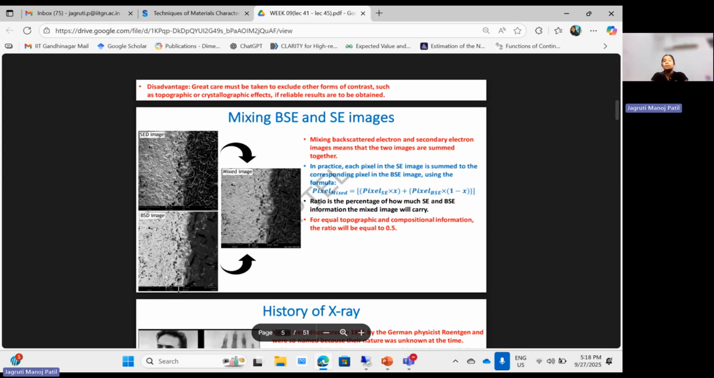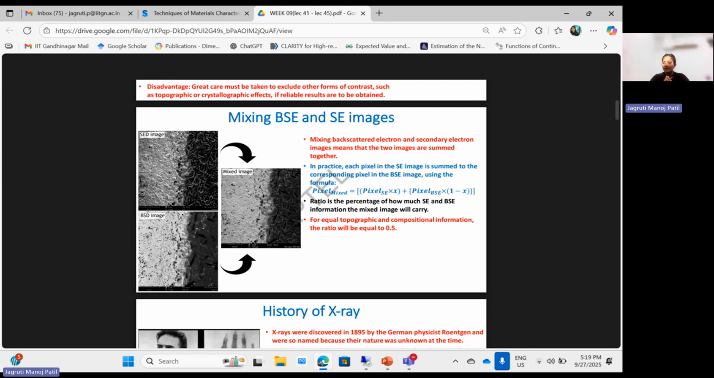Okay, now when you have a secondary electron image, it gives you information about the morphology, and then a backscattered electron image gives information about the topology. If you sum them both together, taking the contrast of one, now everything is from the one sample, right?